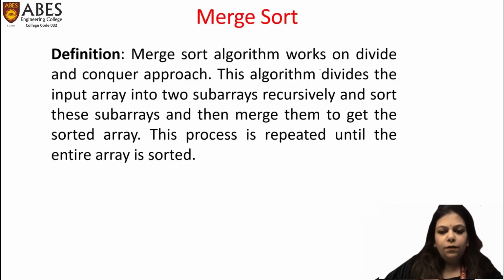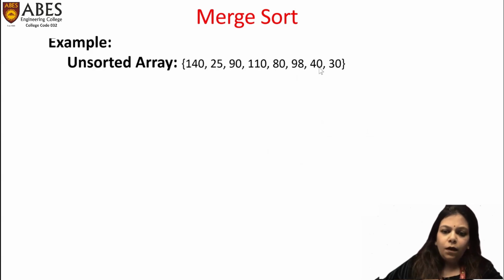So merge sort algorithm works on divide and conquer approach. This algorithm divides the input array into two subarrays recursively and sorts these subarrays and then merges them to get the sorted array. This process is repeated until the entire array is sorted. So in order to understand the merge sort algorithm, let us first understand what is divide and conquer approach.